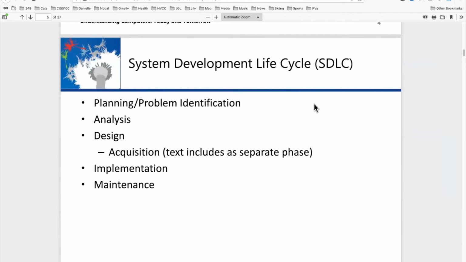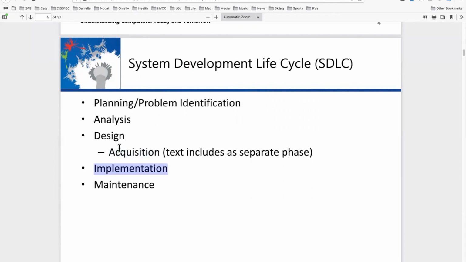So here is the system development life cycle. Typically, you're only going to see 5 phases. This is actually the first textbook I've ever seen with a 6th phase, acquisition. Because really, acquisition in other textbooks will be in the implementation phase.